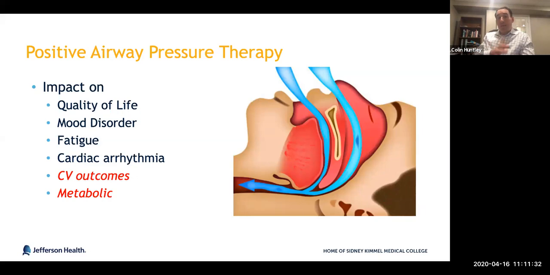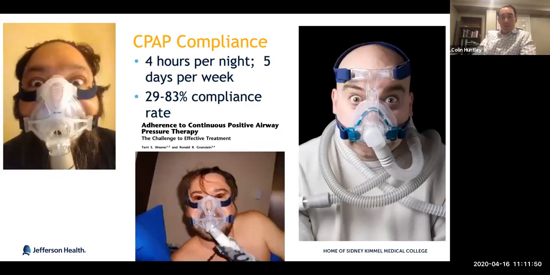Part of the problem with this, now it likely offers benefit. CPAP likely offers benefit for these comorbidities. The problem is patients don't use them. And even in large clinical trials, getting patients to use CPAP for the majority of the night is very challenging. So that data is just simply not available to us. This bridges into the topic of CPAP compliance.